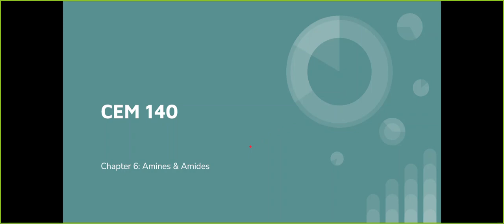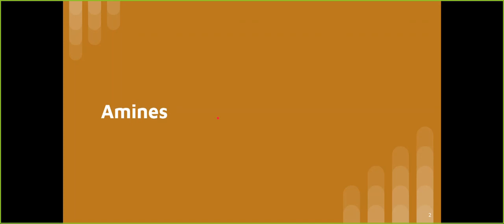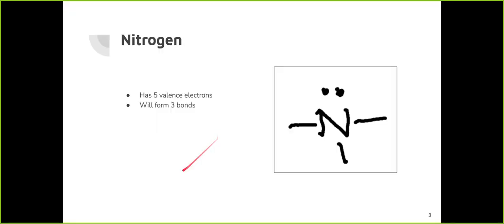So tonight we're going to talk about amines and amides. Amines. So nitrogen has 5 valence electrons, and so it will form 3 bonds because you've got 2 that are paired up here, and you've got 3 single electrons available. So nitrogen, carbon forms 4 bonds. Nitrogen is going to make 3.